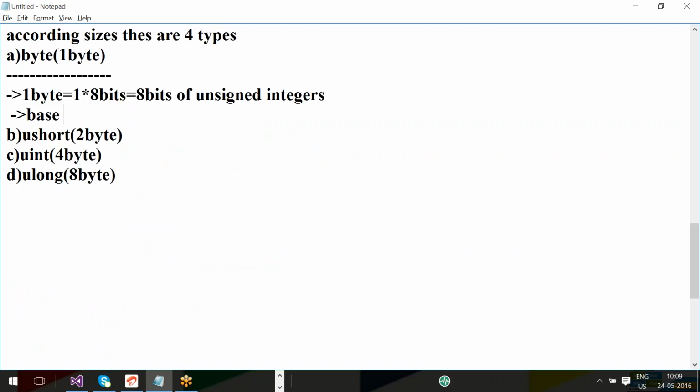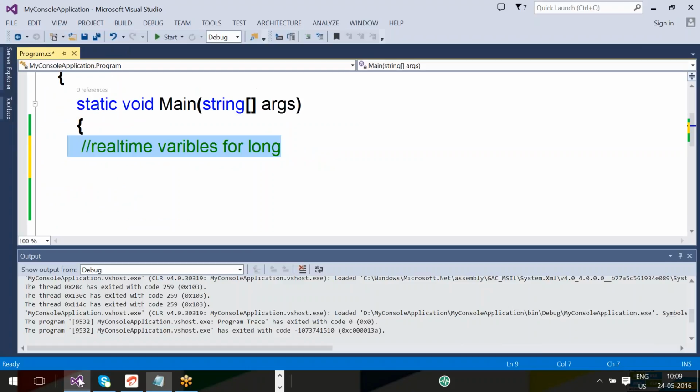And the next is the base type. We have to check the base type here. You have to check the base type.